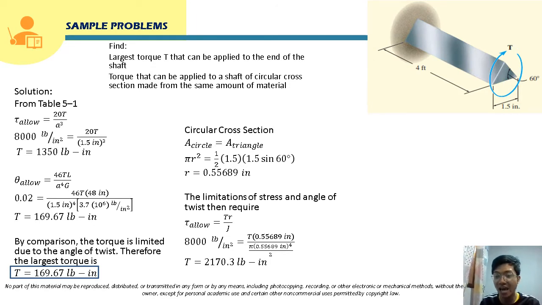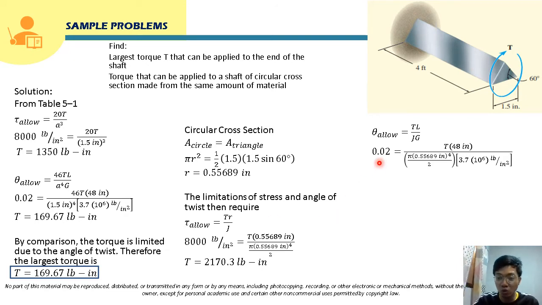This is not yet the answer, class. We still have to solve for the value of torque using the allowable angle of twist. For circular shafts, take note, class, this is already a circular shaft, the formula for the angle of twist is TL over JG. The allowable angle of twist is 0.02, so this will be equal to T times L. The length here is 4 feet. Converting it into inches, that will be 4 times 12, which is 48 inches.